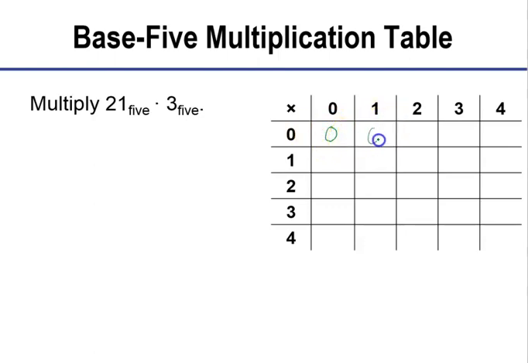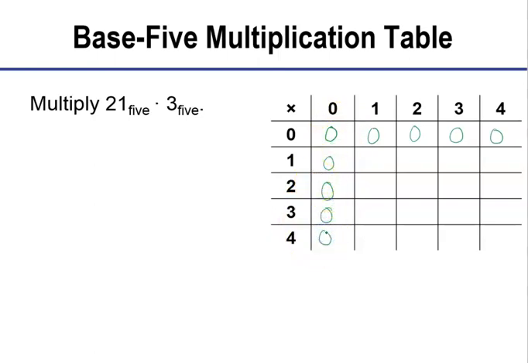0 times 1 is 0. 0 times 2 is 0. Why? Because 0 times anything is 0. As a matter of fact, we could go straight down this column the same way. 1 times 0 is 0. 2 times 0 is 0. 3 times 0 is 0. 4 times 0 is 0.